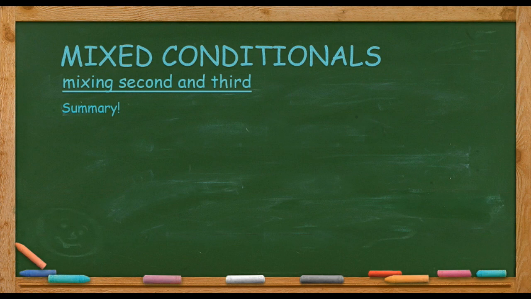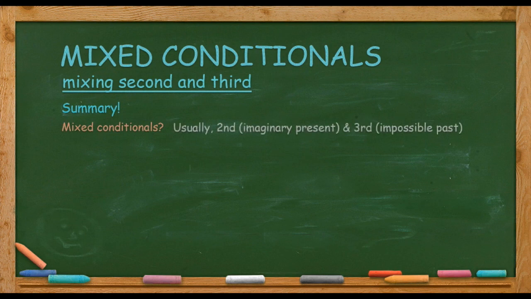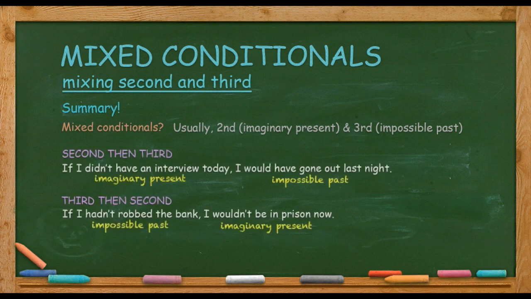Let's look at the lesson summary. When do you use mixed conditionals? Usually to combine the second conditional, imaginary present, and the third conditional, impossible past. If you have the second, then third conditional, you would begin with the imaginary present. For example, if I didn't have an interview today, and the second part of the sentence would be impossible past. I would have gone out last night.